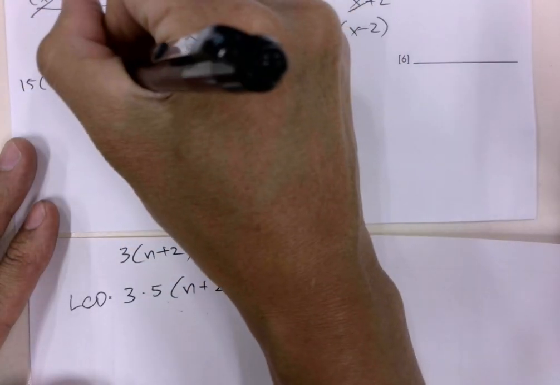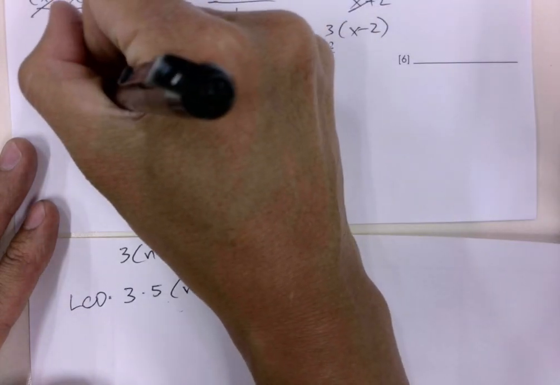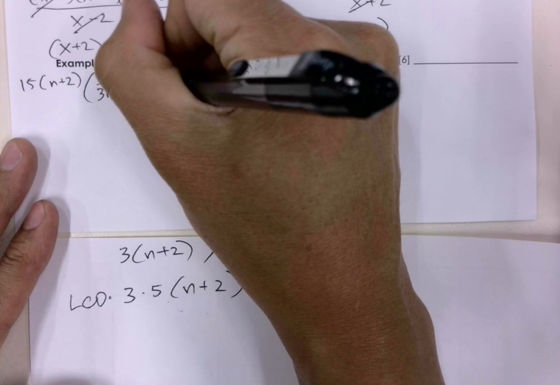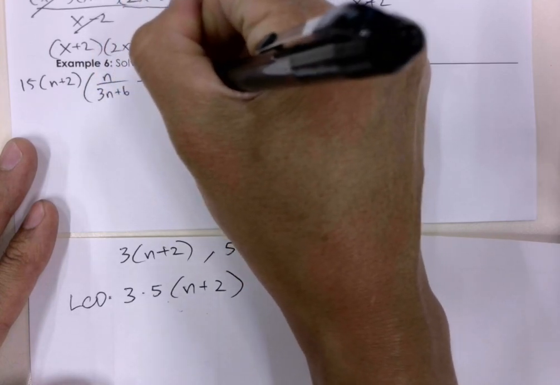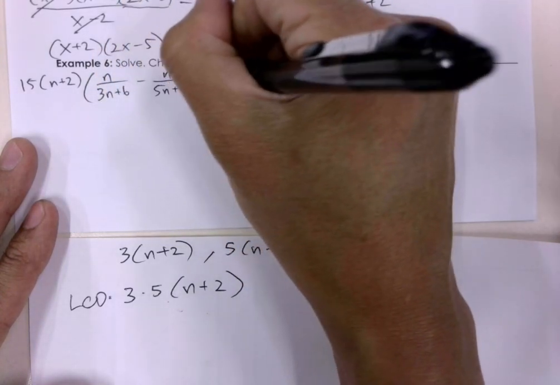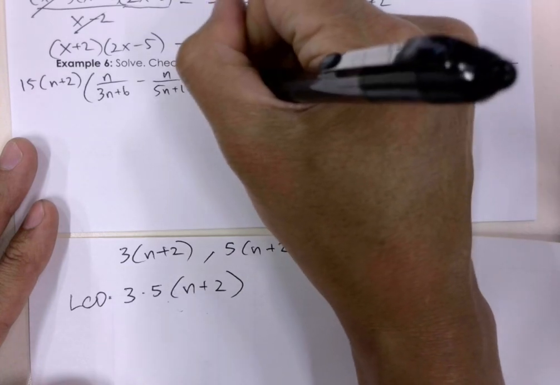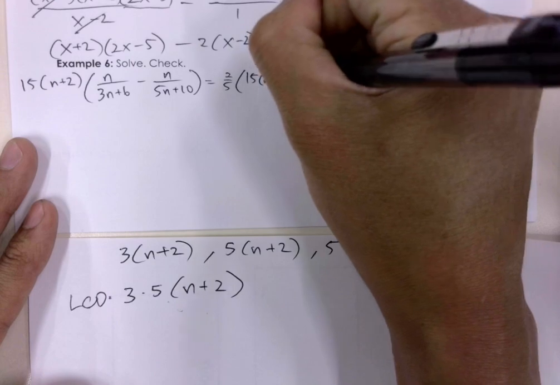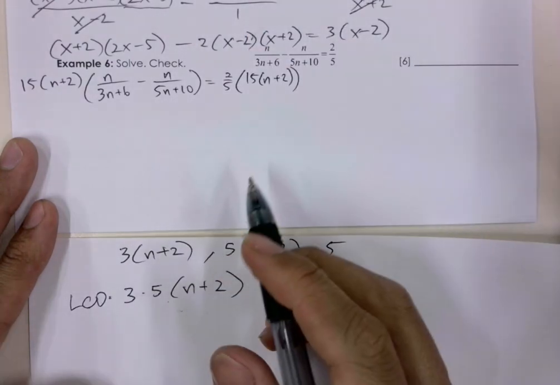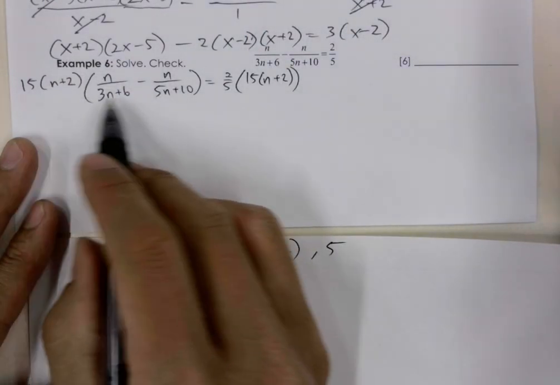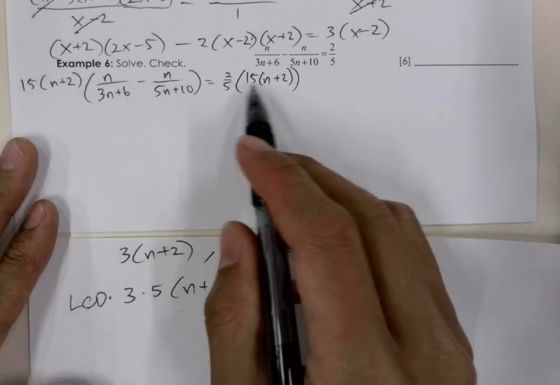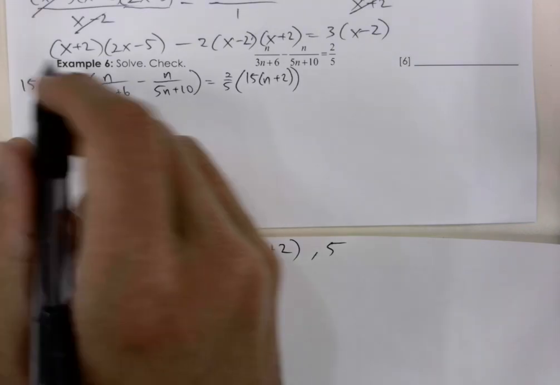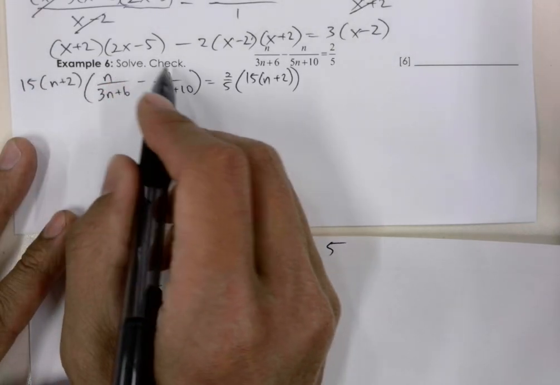times n over 3n plus 6 minus n over 5n plus 10, parentheses, is equal to 2 over 5 times 15 n plus 2. So I'm multiplying the left side by 15 times n plus 2, and I'm multiplying the right side by 15 times n plus 2. Okay, so let's go ahead and now distribute out this way and that way.